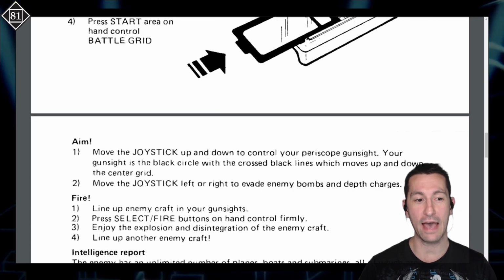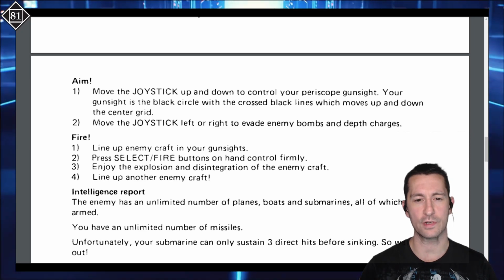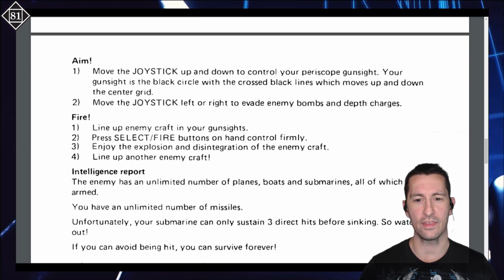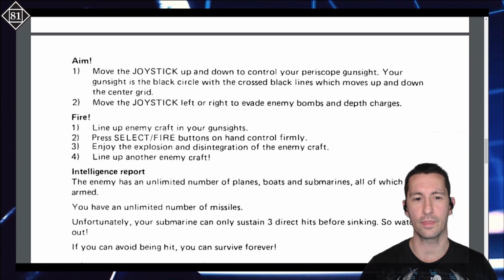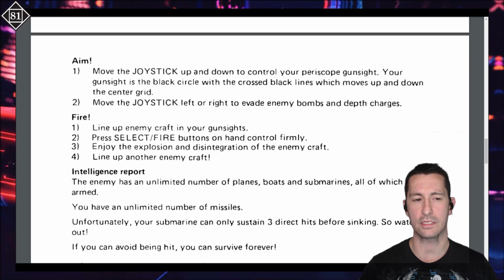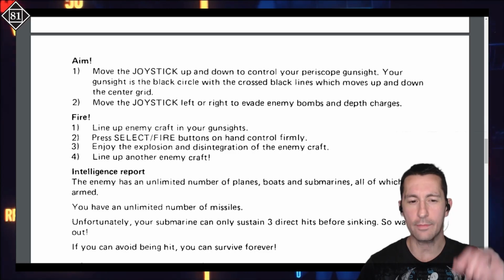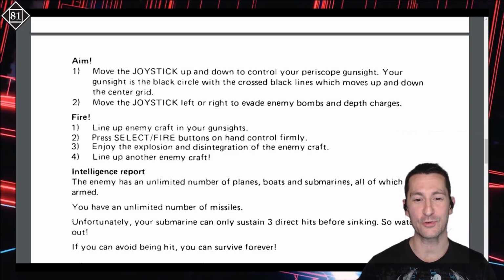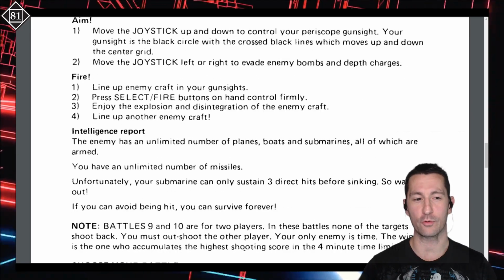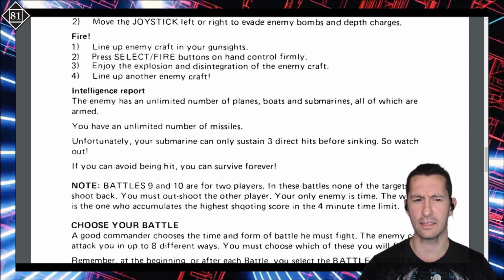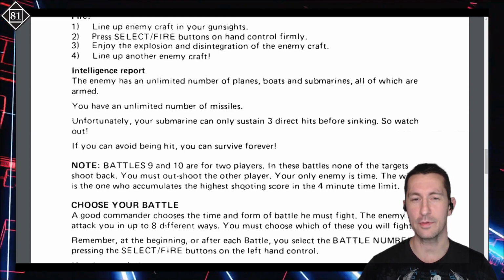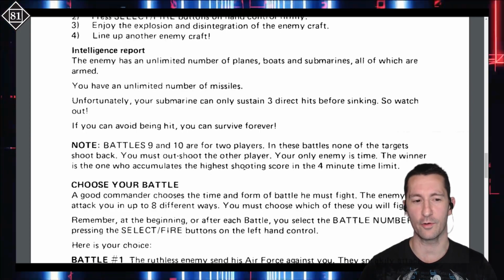On the hand battle grid, then we move the joystick up and down to control our periscope gun sight. And then the black circle cross goes up and down the center. Okay, so this is where we aim and then fire our shot. You select fire on the hand control, buttons on the hand control firmly. And then there's an intelligence report. The enemy has an unlimited number of planes, boat simulators. So you have an unlimited number of missiles. Basically, just keep firing away.